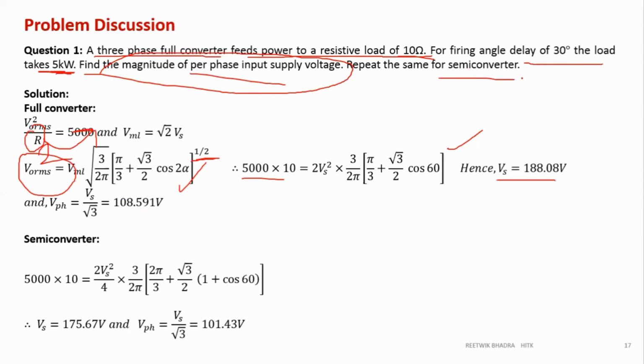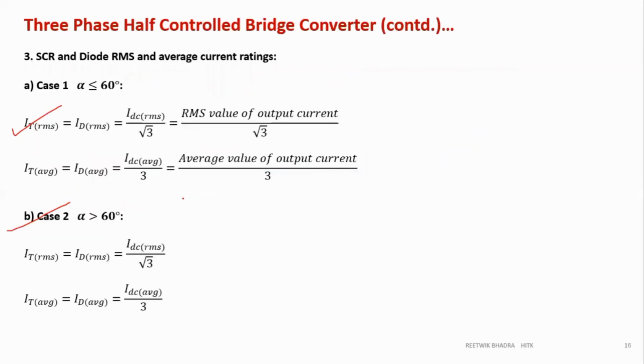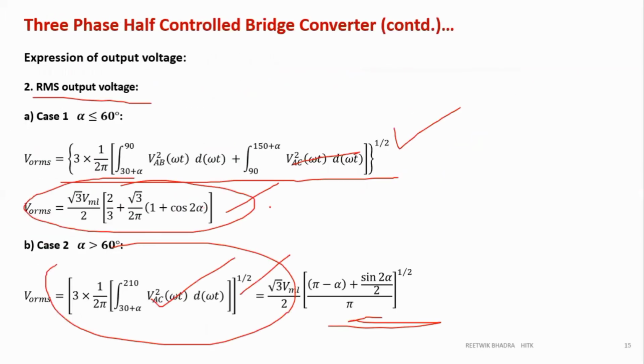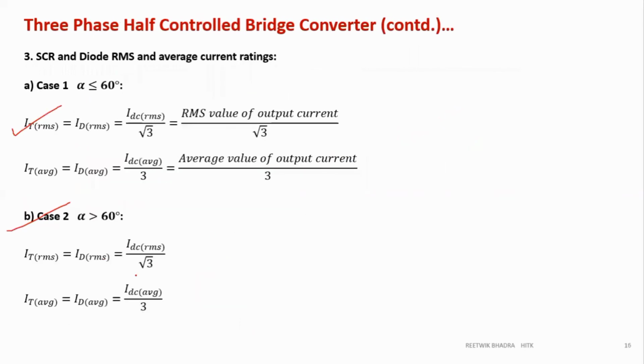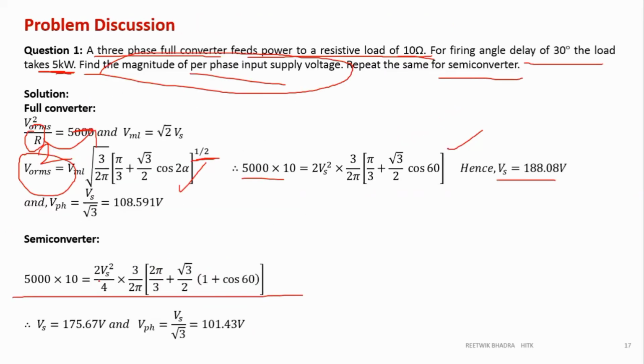Next, if you repeat the same for the semi-converter, we'll take the formula for alpha less than 60 degree. We'll take this RMS value formula, square both sides, and substitute accordingly. Calculate Vs divided by root 3, and you will get your value. This type of small problem you can expect in your semester exams. For other problems you can refer to books. Some large problems are there also, but the small problems which we have discussed you can expect for your semester.